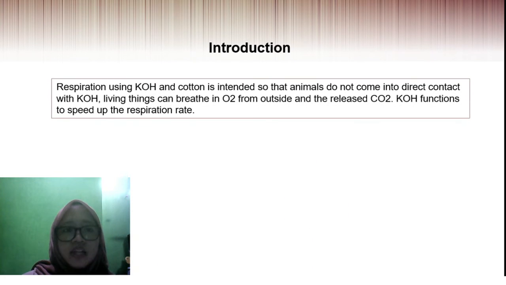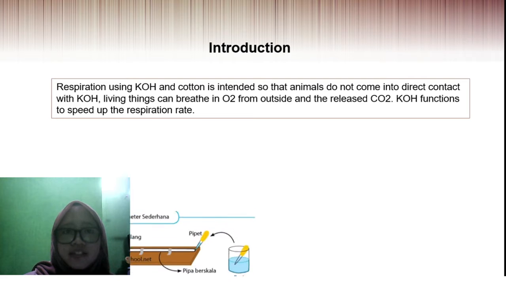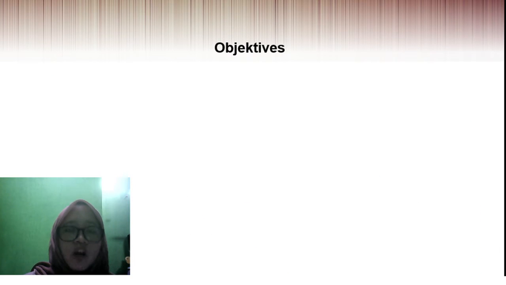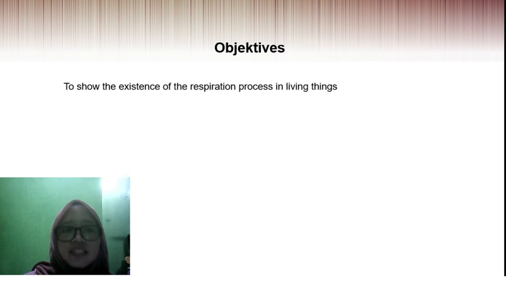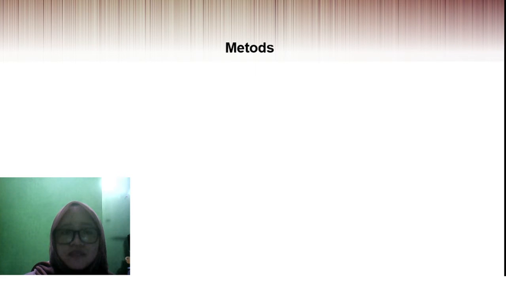Introduction. Respiration using KOH and cotton is intended so that animals do not come into direct contact with KOH. Living beings can breathe in oxygen from outside and release carbon dioxide. KOH functions to speed up the respiration rate. Objective: to show the existence of the respiration process in living beings.